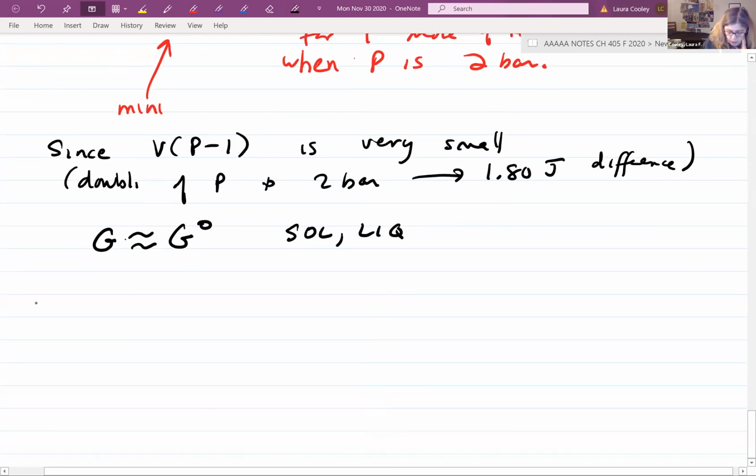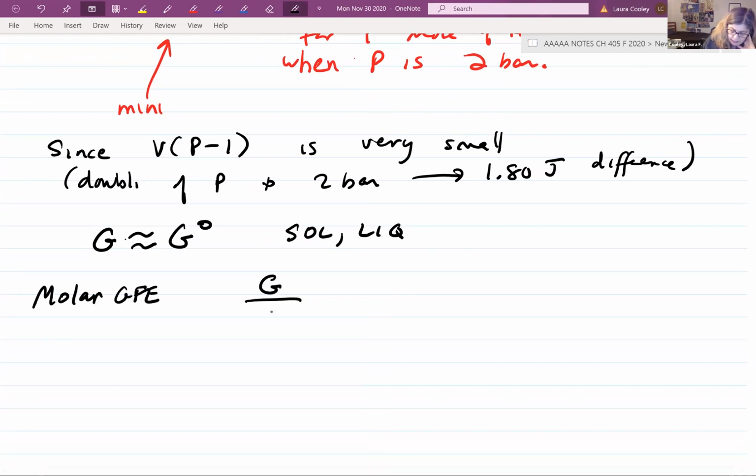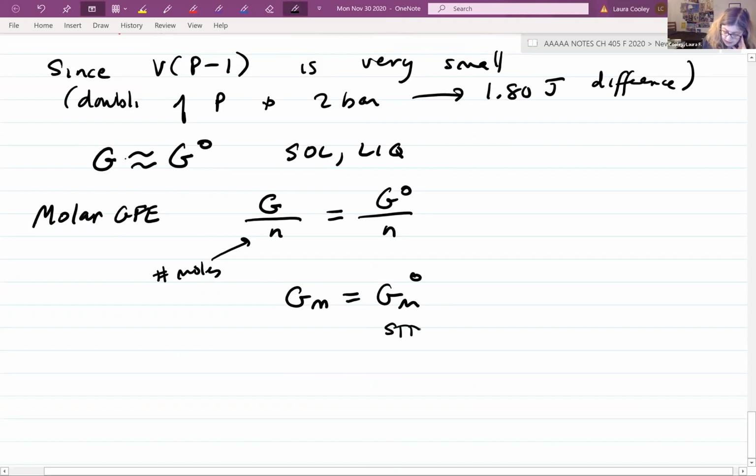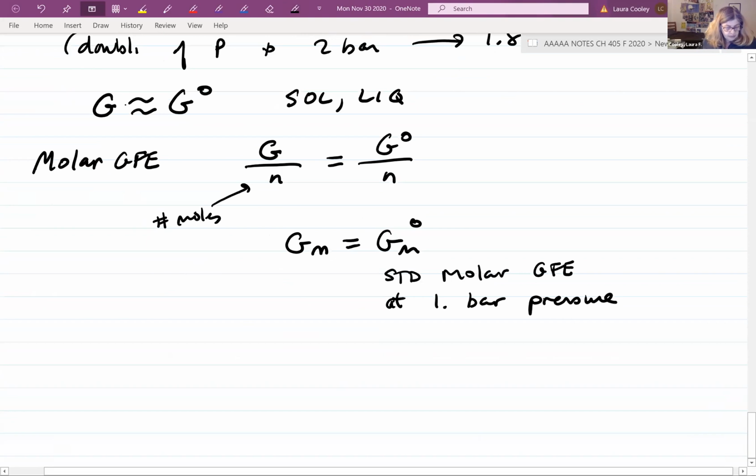And if we were to look at the molar Gibbs free energy, we would just take this G divided by the number of moles. And we're just going to say it's equal to G0. So the molar Gibbs free energy is equal to the standard molar Gibbs free energy. So this is the standard molar Gibbs free energy at 1 bar pressure. Okay. So that's what the case is.